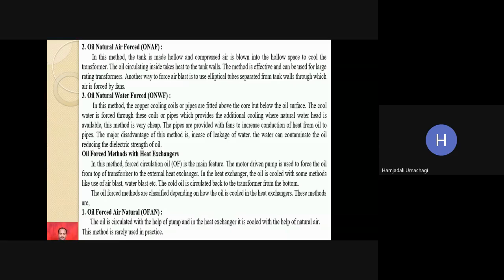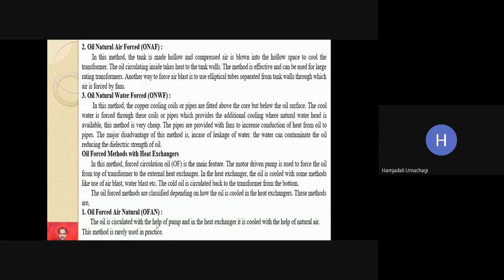Okay, again in this there are certain methods. Let us see. The oil forced methods are classified depending upon how the oil is cooled in the heat exchanger. As I told you, the forced oil will be sent from the top of the transformer to the heat exchanger, but based on how that oil travels to the heat exchanger and how it is cooled, there are two methods. First one is oil forced air natural. Oil forced air natural, let us see.